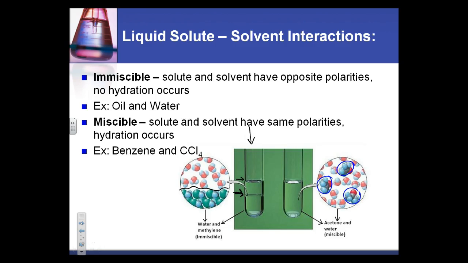Here I have another example where you have benzene and carbon tetrachloride. Carbon tetrachloride is a non-polar solvent. So if benzene is miscible in carbon tetrachloride, then benzene must also be nonpolar because like dissolves like.